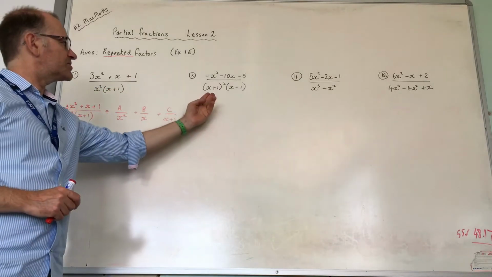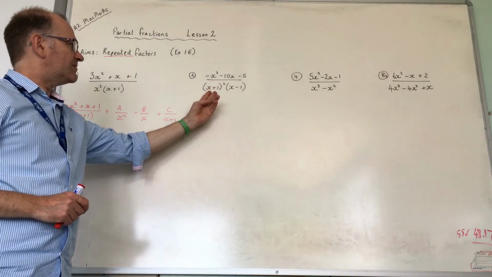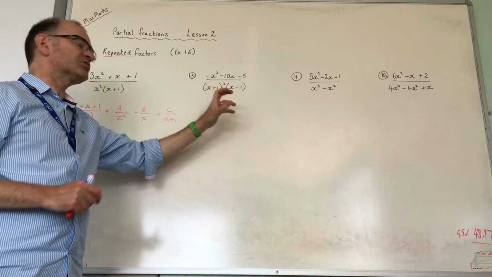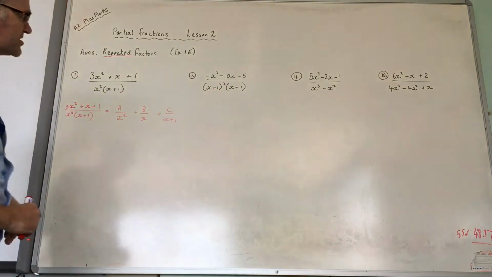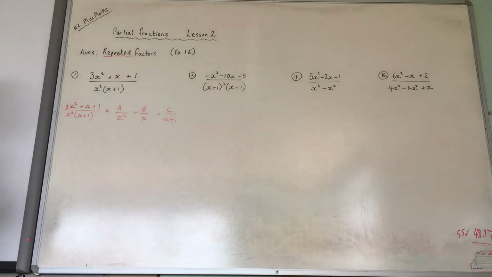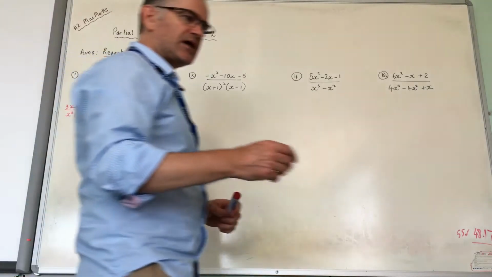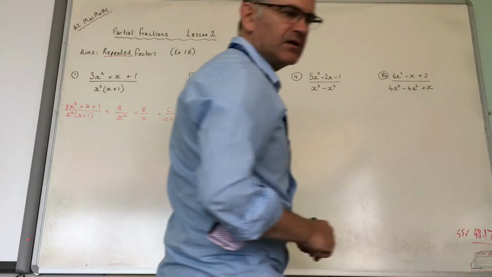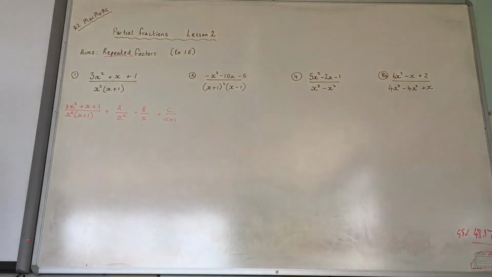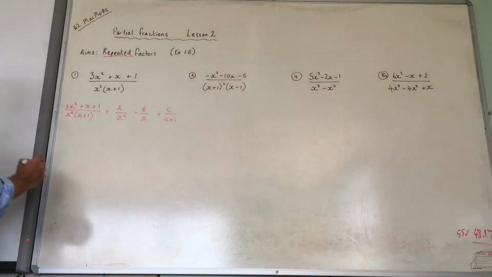So on this one, when we do this one, x plus 1 and x plus 1 squared are going to be 2 separate factors here. So you must remember to do that. If you don't do that, then you won't end up with the right set of partial fractions. It won't work.